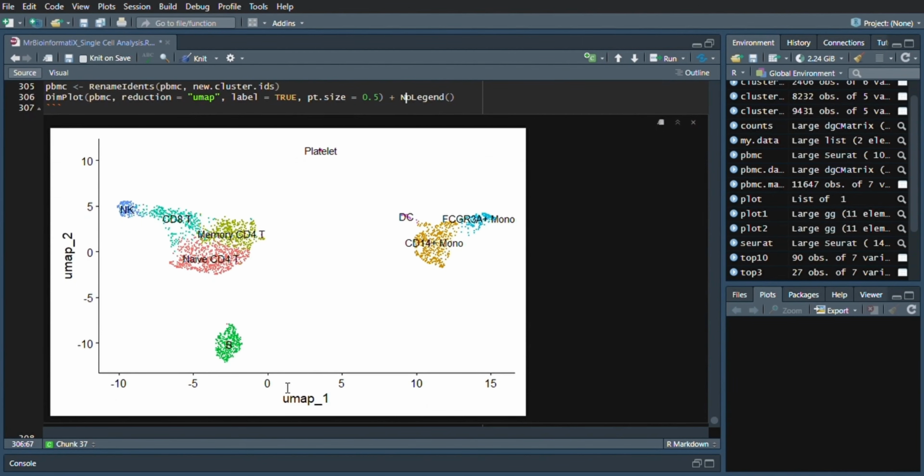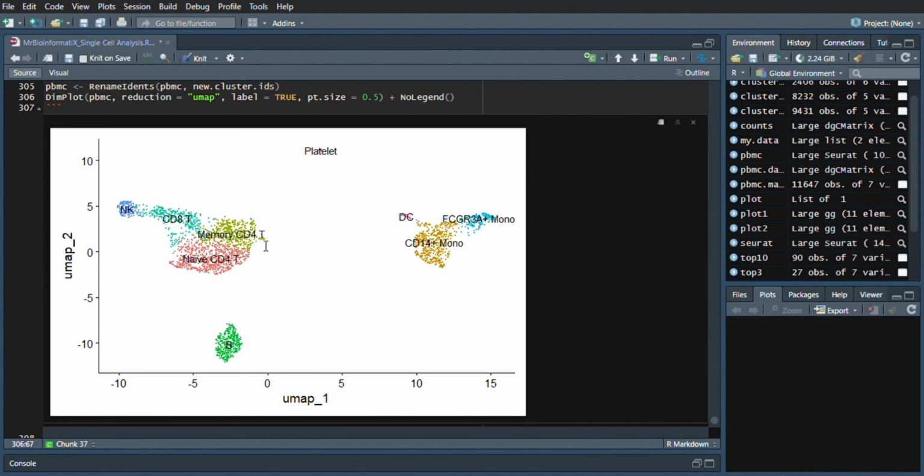We got UMAP 1, UMAP 2, and then we have our clusters, the 9 clusters. For example, here we have clusters for NK, CD8 T, memory CD4 T, naive CD4 T, B cells, DC, platelet, and so on. For example, NK stands for natural killer cells. These are a type of lymphocyte, which is a white blood cell that plays a crucial role in the immune system.